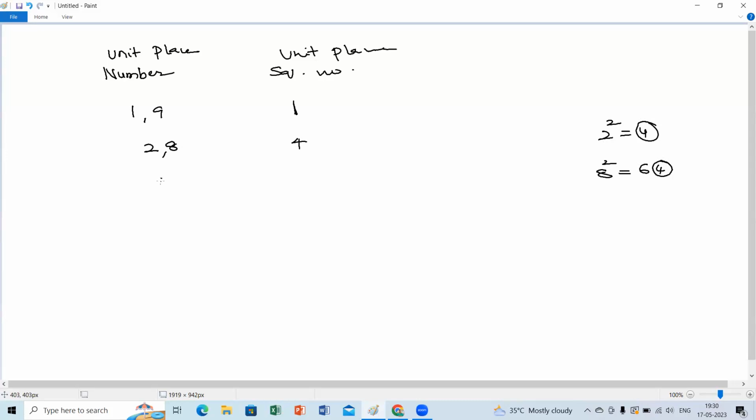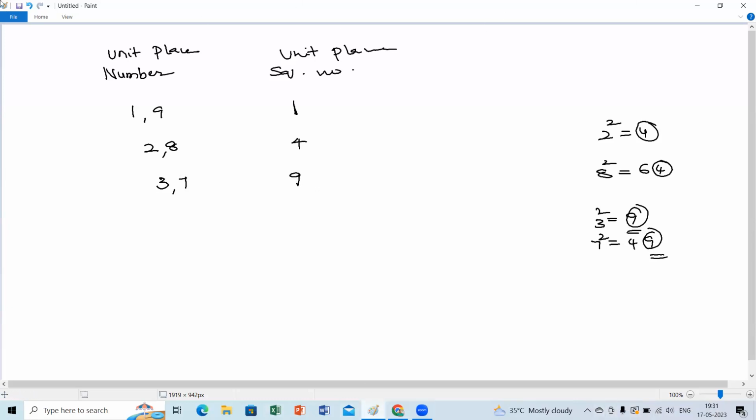Then the same way, 3. 3 square means 9. Yes, if the number is 3, 3 square is 9. Any other number, children, you may get 9. 7 square, what is the value of 7 square? 49. If you see the square numbers, the units place of square numbers, 3 and 7, particularly you will get the number 9 in the units place of a square number.